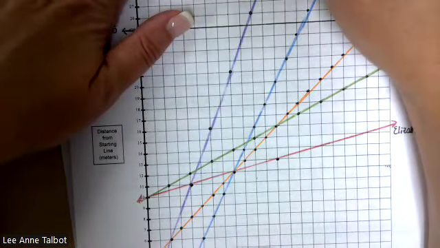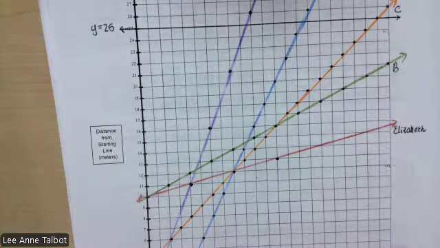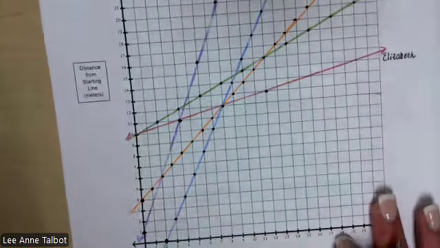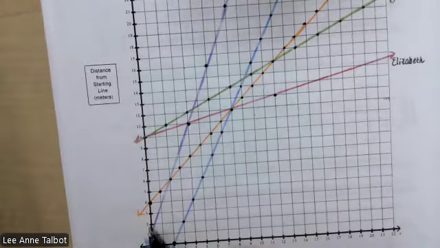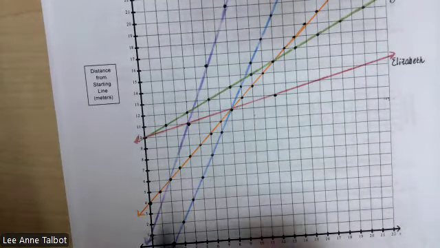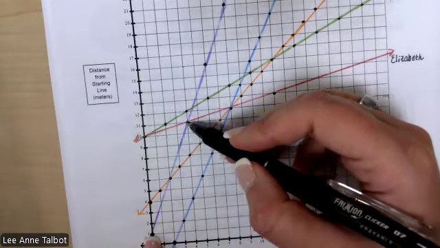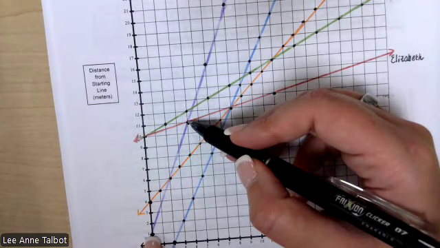Which one was this, D? Wait, how did you, where do you start? For D, it says you get a 1 meter head start. So you start at 1. And then you catch up with Elizabeth after 4 seconds. So you're going to match up with her 4-second dot.